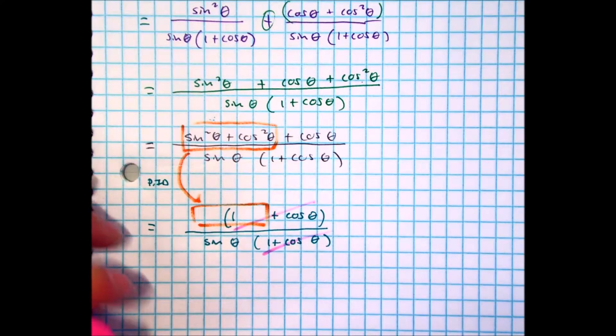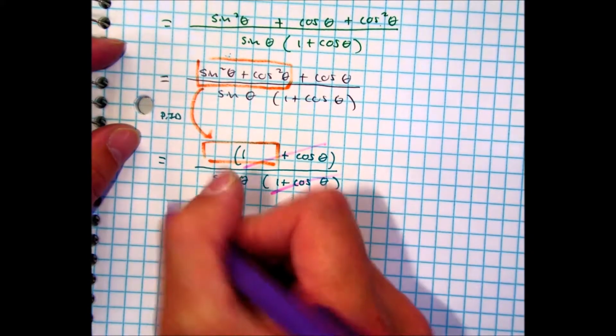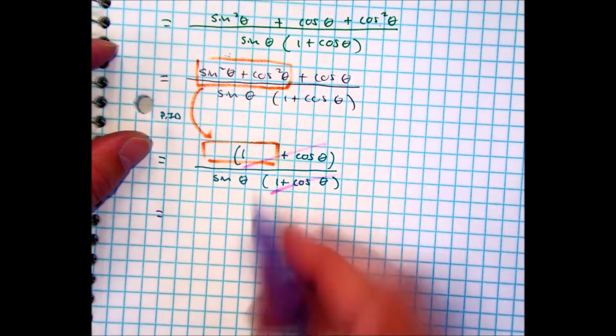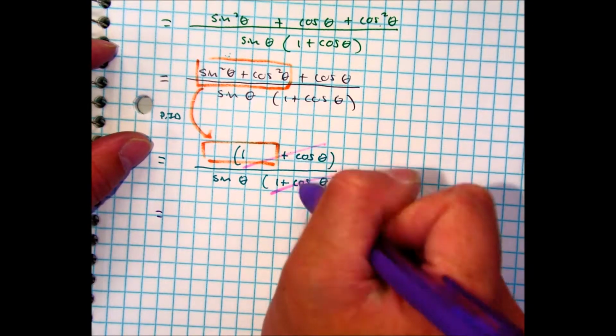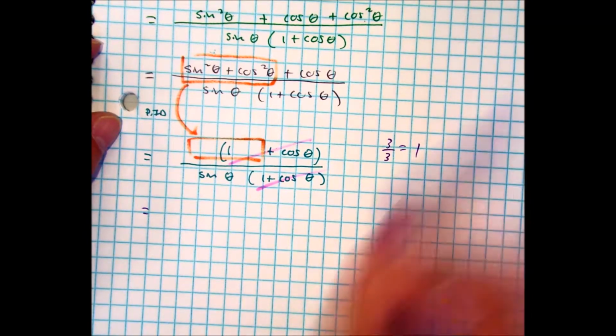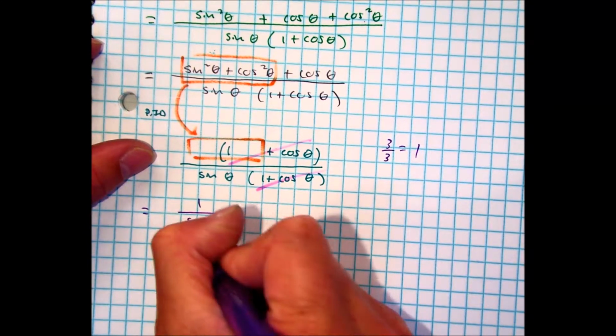Those will cancel. Class, am I left with sine theta? What am I left with? Yeah, pay attention. A common mistake is if there's nothing left in the numerator, students think it goes away. But essentially, when you're canceling, it's like 3 divided by 3. The answer is 1, not 0. So this is 1 over sine of theta.